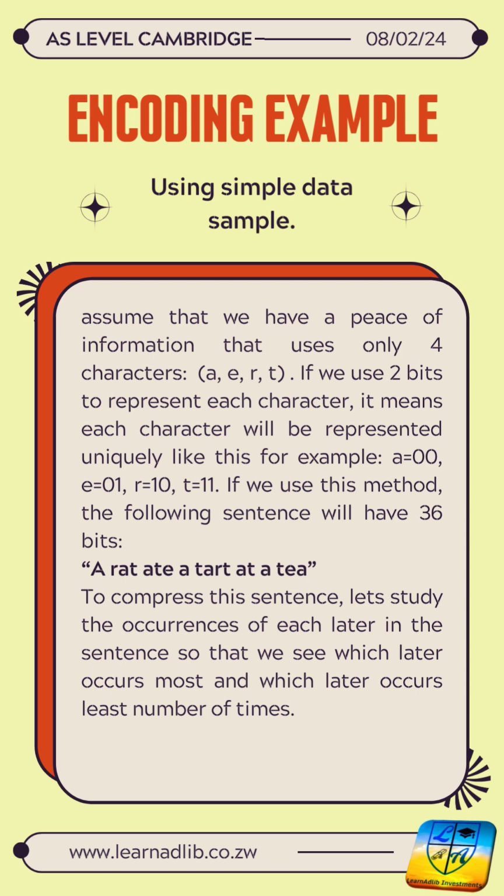You can see that each character has been represented uniquely and properly. But instead of us having 32 bits for 4 characters, we now have 8 bits for those 4 characters. And we have already compressed the file in a very efficient way. And look at the sentence there. A rat ate a tart at a tea. This is the sentence that we've written. Under normal circumstances, that sentence was going to have 18 by 8 bits.